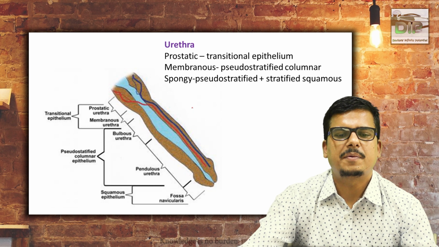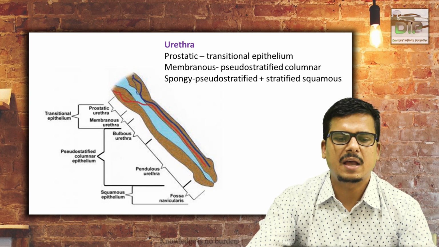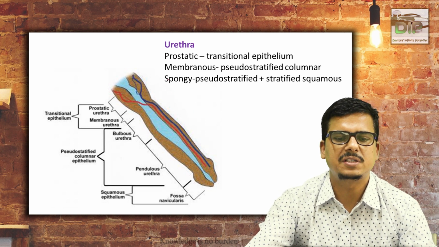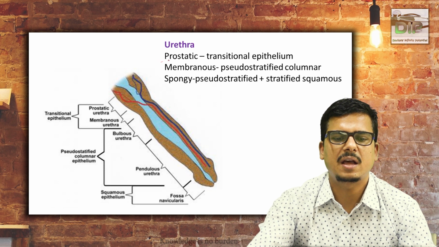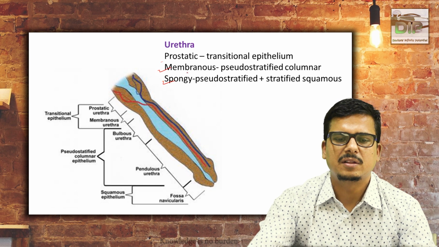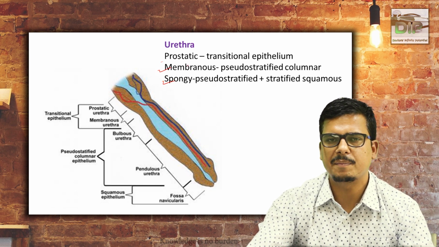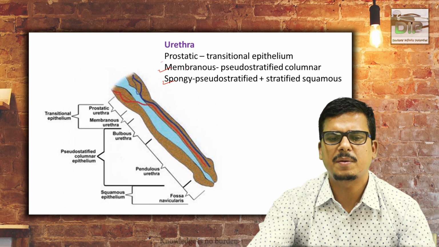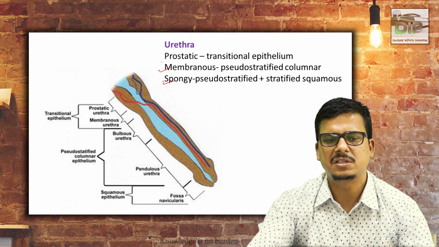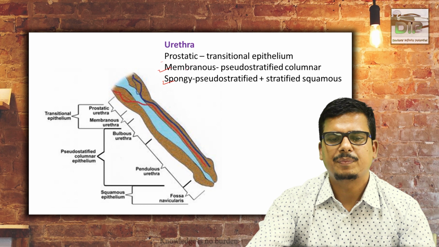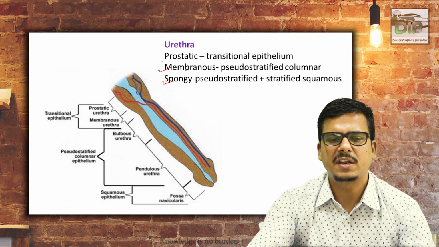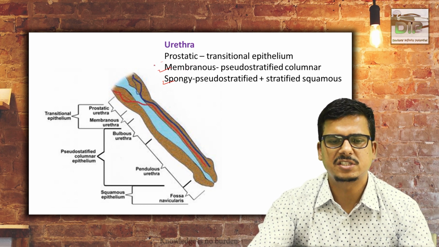Finally, let's see the urethra. Here I have shown the male urethra, which consists of the prostatic urethra, membranous urethra, and spongy urethra. The prostatic urethra has a similar type of lining as the urinary bladder because it is the most proximal part of the urethra, which continues from the neck of the urinary bladder.